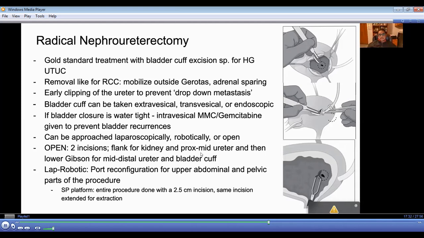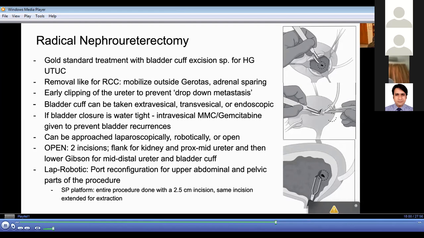Nephroureterectomy can be performed laparoscopically, robotically, or open. When you do it open, you have to make two incisions, one in the flank for the kidney and the proximal or mid-ureter part, and then a lower Gibson incision for the distal ureter and the bladder cuff. When you do it laparoscopically or robotically, you may have to reconfigure the port configuration in order to access the upper abdomen and the pelvis easily.